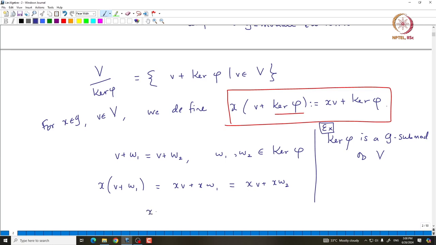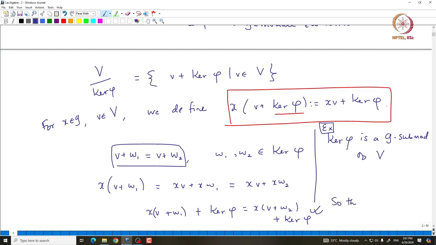So that means xv plus w1 is going to be equal to xv plus w2 modulo the kernel. That means even if you take any two representatives, the G action is going to give you the same answer. For example, we can take w1 to be 0, then we can easily see that xv plus kernel phi is the same as xv plus xw2 plus kernel phi. So the action is well defined.